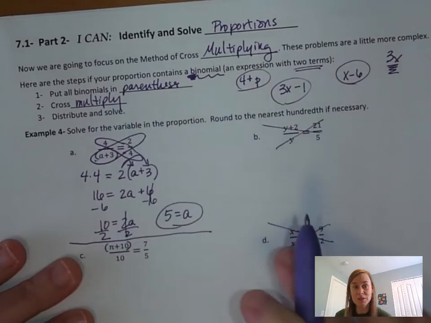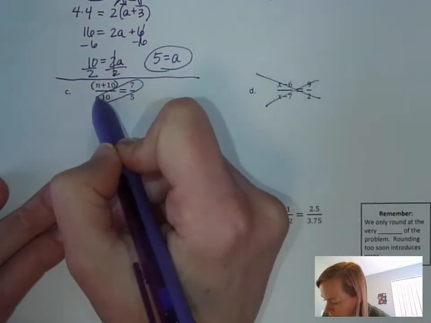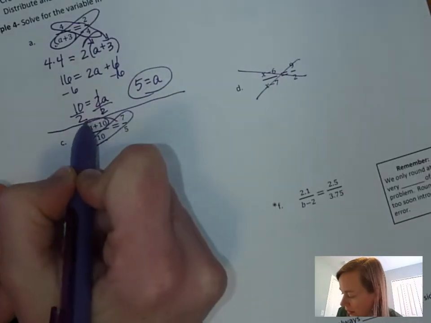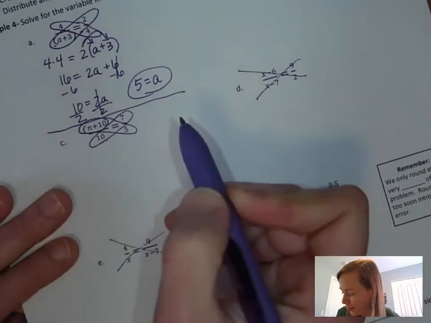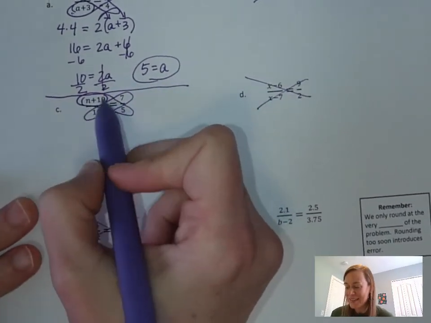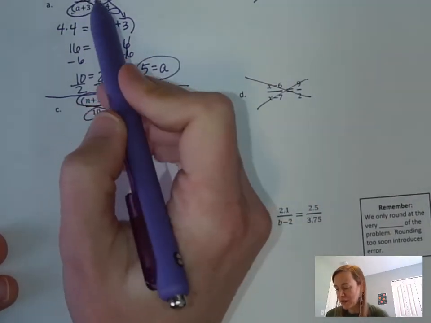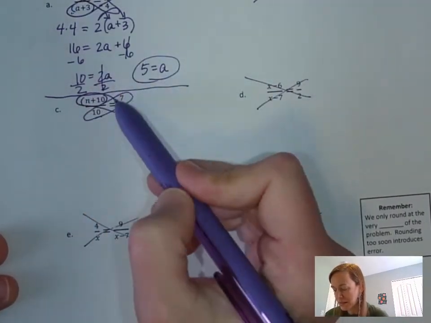Step 2, cross multiply. So I'm going to draw my little circles, draw my butterfly like that. It's kind of harder to circle where the binomial is, but just make it work. Like I said yesterday, it doesn't matter which circle you start with. Last time we started with this one, so this time we'll start with this one.